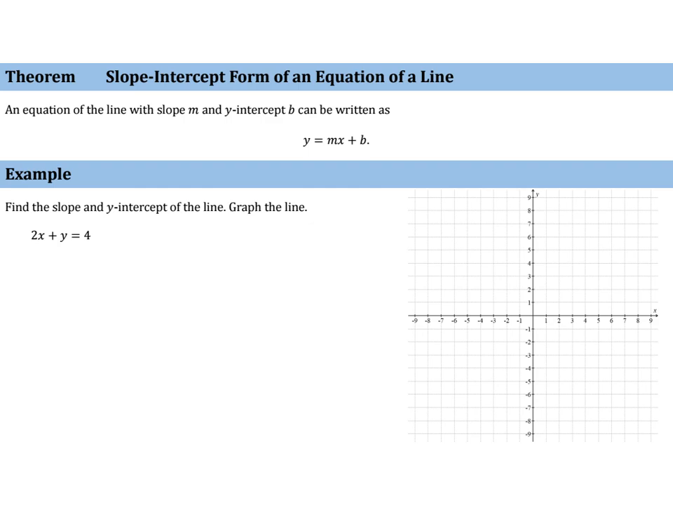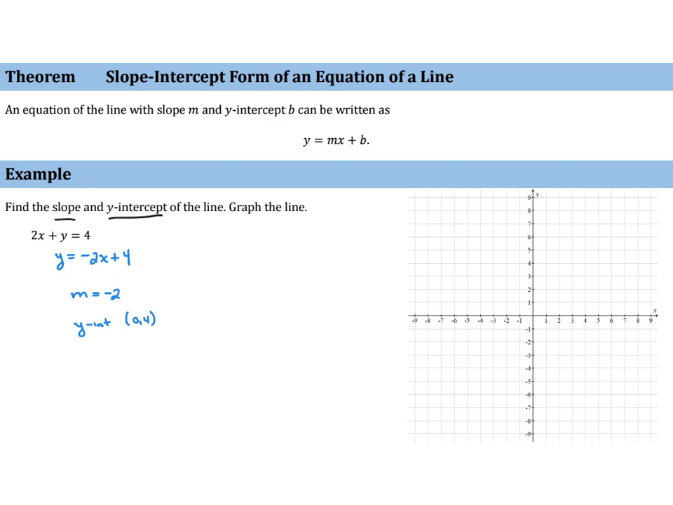So if we have the equation of a line, 2x plus y equals 4, and we want to find the slope and the y-intercept, then we can solve for y. So let's subtract 2x from both sides. We would have y equals negative 2x plus 4. So the slope is negative 2, and the y-intercept is (0, 4), or just 4.